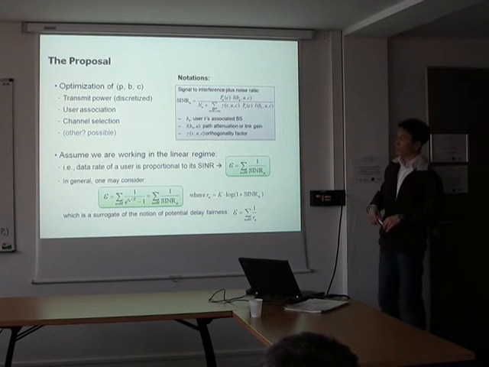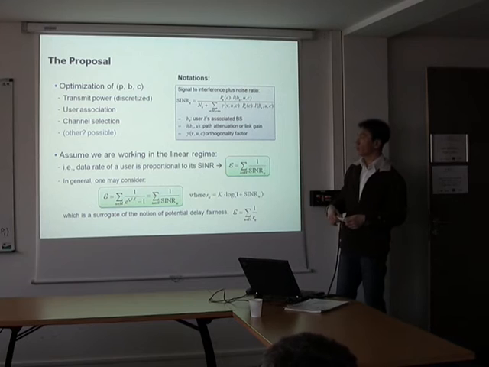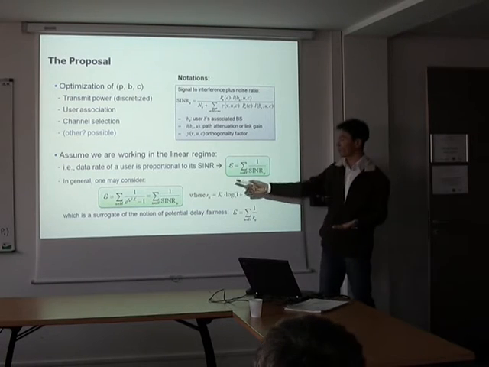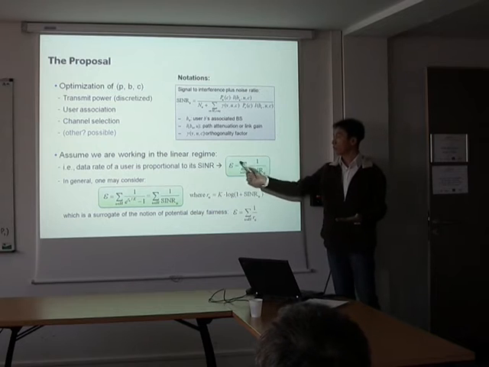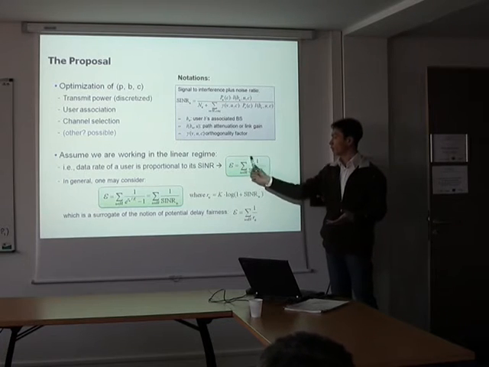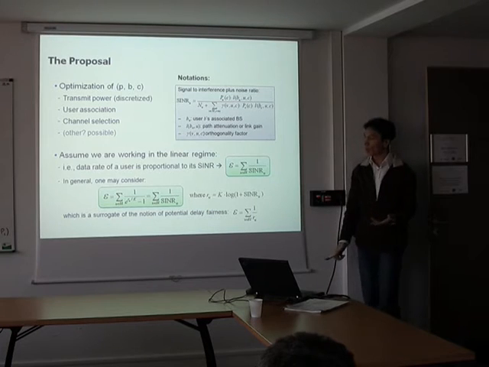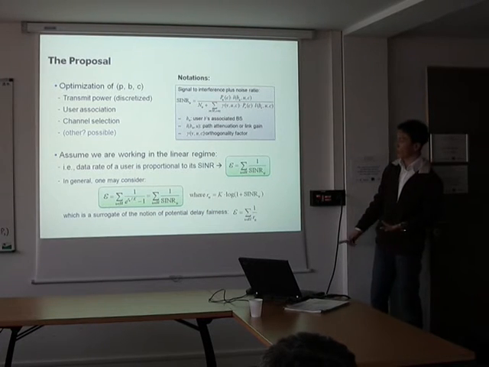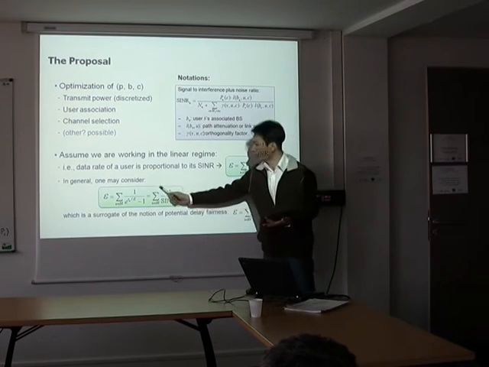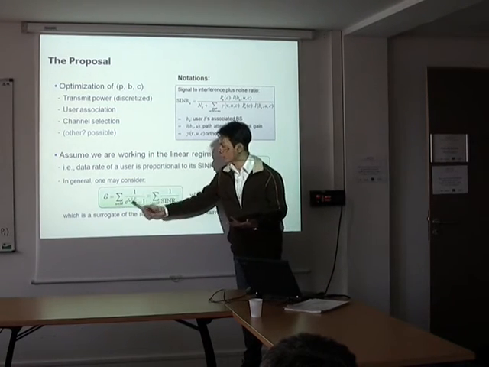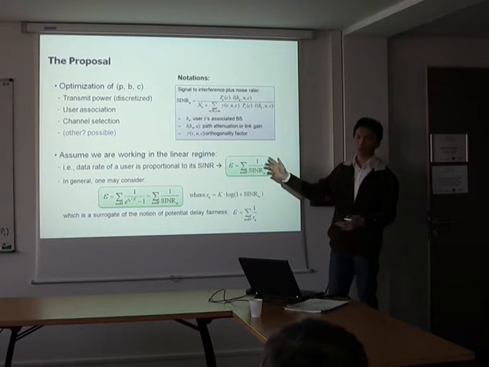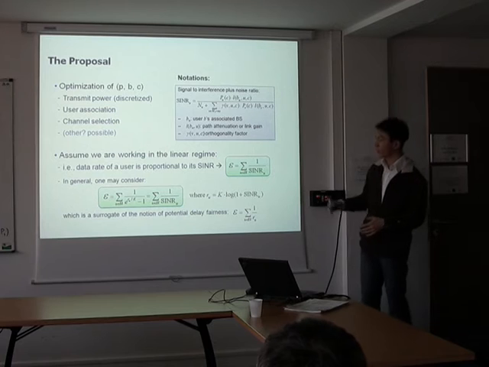This gives you an example of how to use the tool here. Let's consider we are working in the linear regime, which means that the rate of a user is proportional to the SNR. Then I may write the cost function simply in terms of one over SNR. So now I may simply minimize this utility function with the inverse of SNR. And certainly you can consider it more generally: if I look at the definition of proportional delay fairness, then I can have this utility function in terms of minimizing this exponential function. It's just a mathematical trick. So the target is to minimize this one, and the reason is mathematical convenience to use the Gibbs sampler.